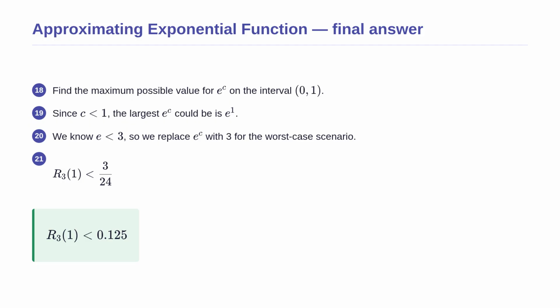To finish our error calculation, we need the biggest possible value for e to the power of c. Since c is between 0 and 1, the largest it could possibly be is e to the power of 1. Even if we do not know e exactly, we know for an absolute fact that it is less than 3. Therefore, we replace e to the power of c with 3 to find the absolute worst case scenario. Dividing 3 by 24 gives 0.125. This proves mathematically that our approximation is off by no more than 0.125.